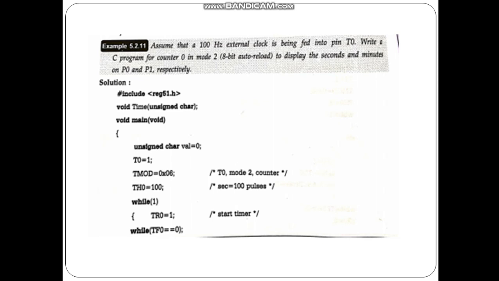We are using a function. The function has to be declared before the main program is written. So, void time(unsigned char). This is the function. Then, coming to the main program, we are declaring a variable. The variable name is val, initialized with 0 and declared as unsigned char. Character means it takes 8 bits. Then T0 is equal to 1, which means you are making the pin work as an input pin.